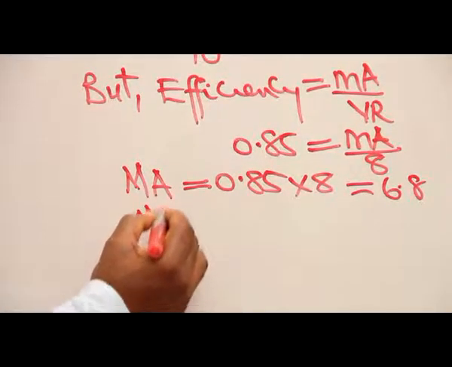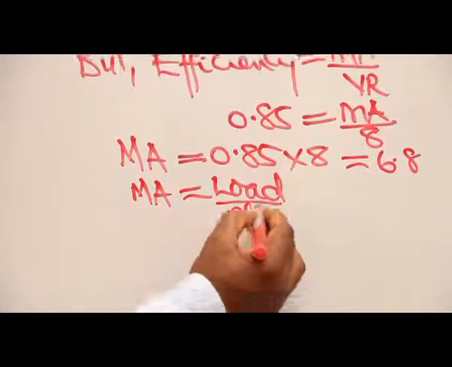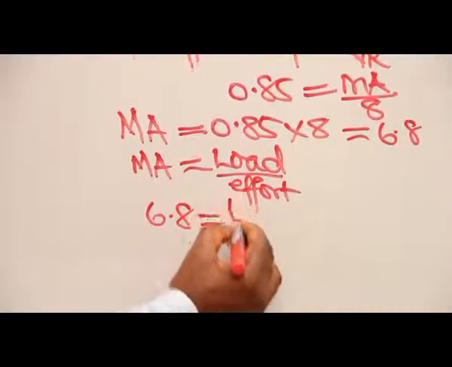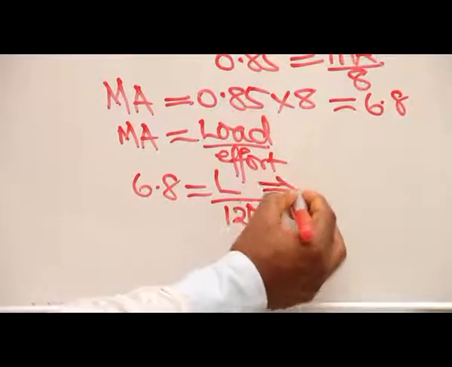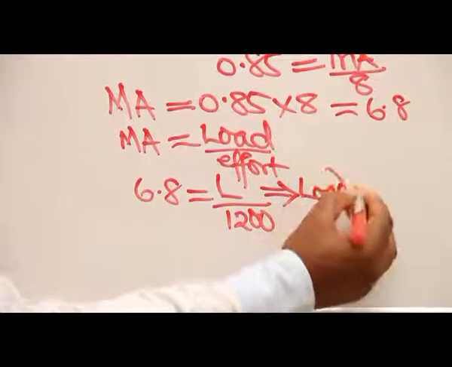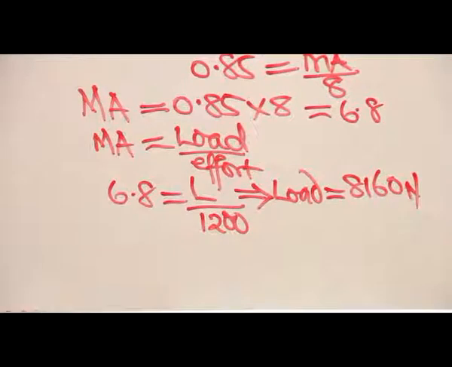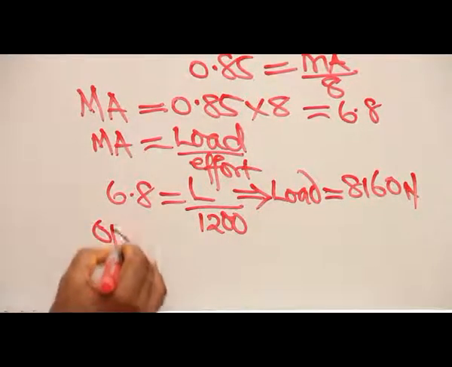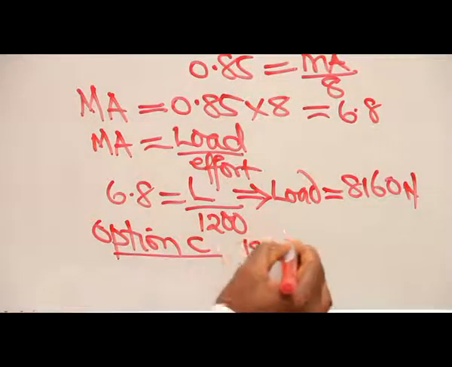MA is load over effort. 6.8 will give us the load divided by the effort, 1,200. If we do that, we'll end up getting a load of 8160 Newton. With this result, we find that option C is correct.